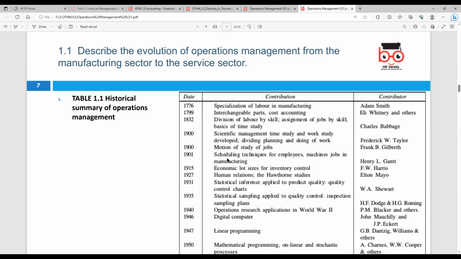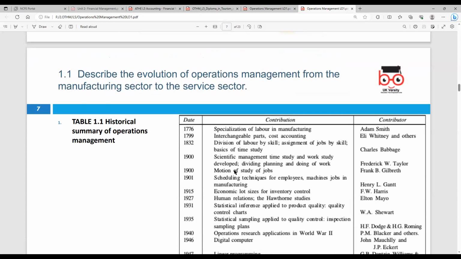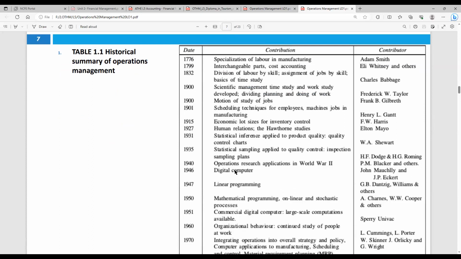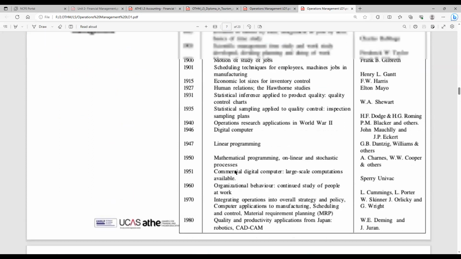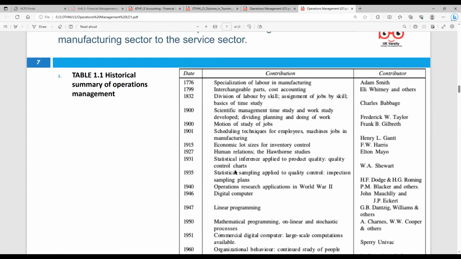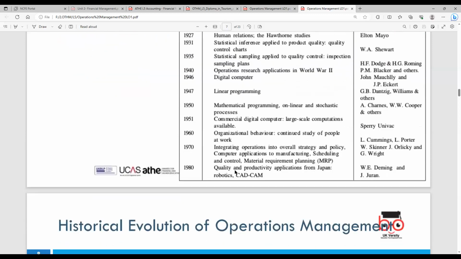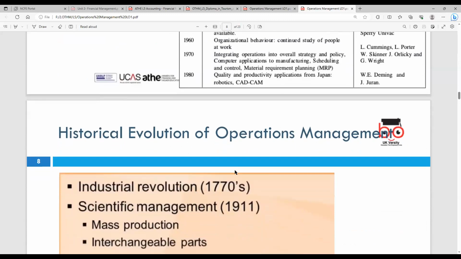All right. Let's look at the evolution of operations management, i.e. how it has evolved over the years. If you look at this chart, the evolution of operations management from where it started to where it is now, it describes the various stages from 1776 up to 1980 up to today. So operations management started in the Industrial Revolution back in the 1770s.